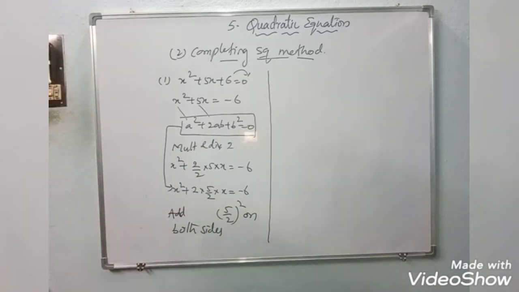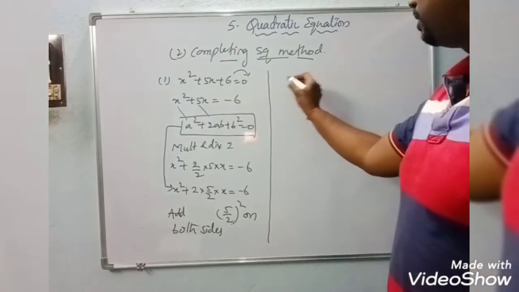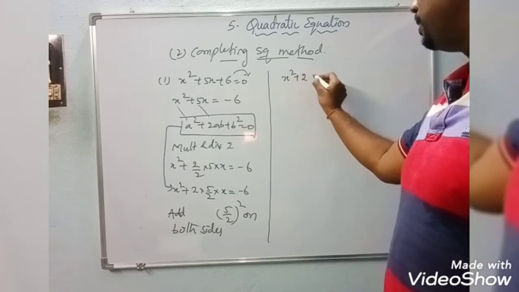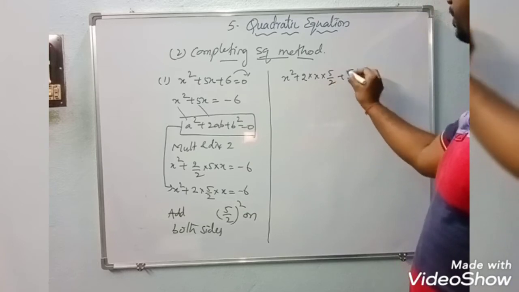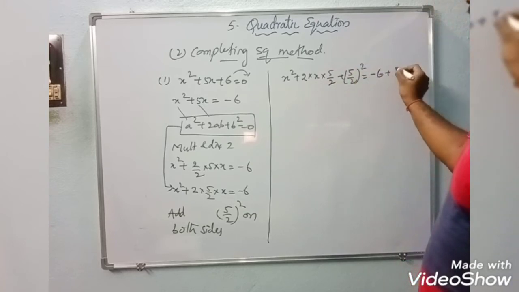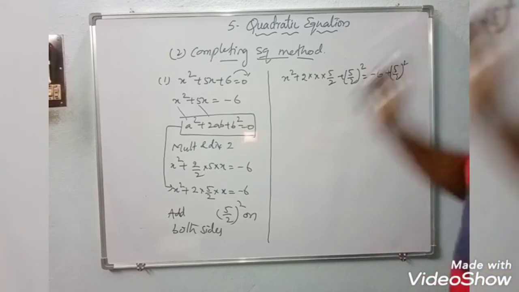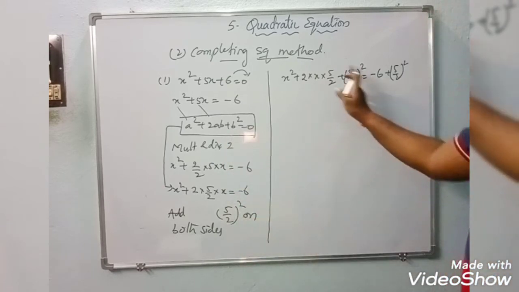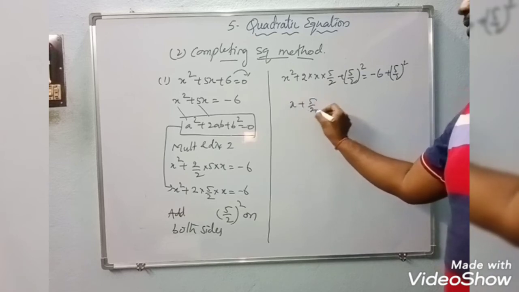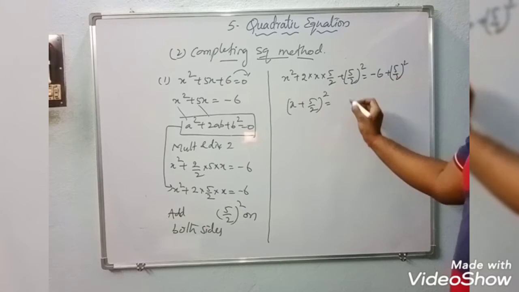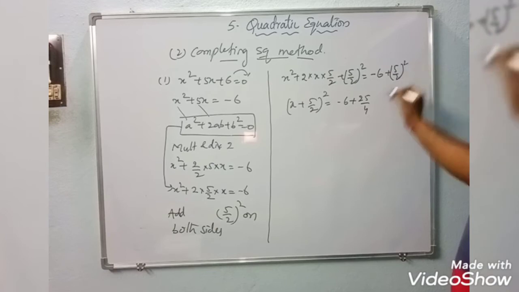Now if I add (5/2)² on both sides, what will you get? You will get x² + 2·x·(5/2) + (5/2)² = -6 + (5/2)². I am just adding (5/2)² to both sides as per the formula. Now this is in the form of (a + b)². So I can write (x + 5/2)² = -6 + 25/4, as 5 squared is 25 and 2 squared is 4.